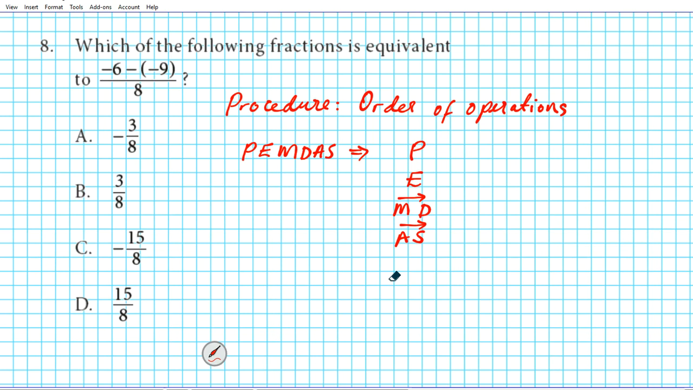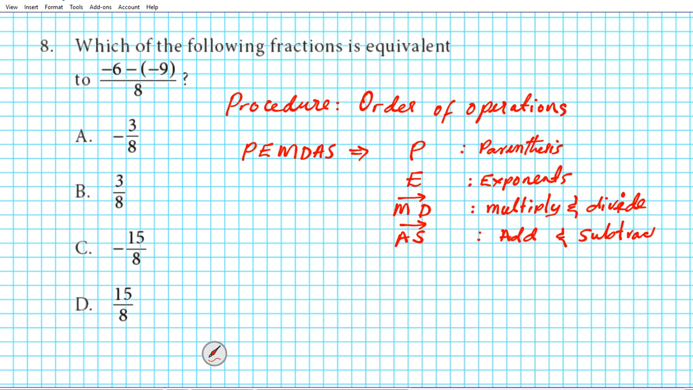Alright, so let's go ahead and write down what the letters mean. So this is parentheses. E is for exponent. M and D means multiply and divide. Multiply and divide from left to right. And then AS means addition and subtraction. Add and subtract, from left to right.